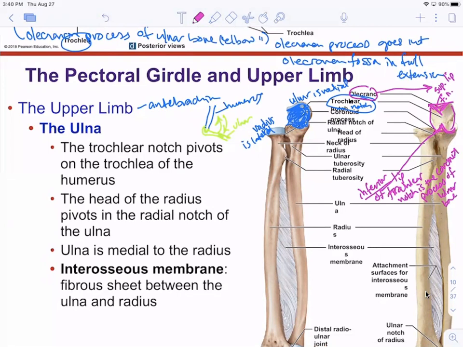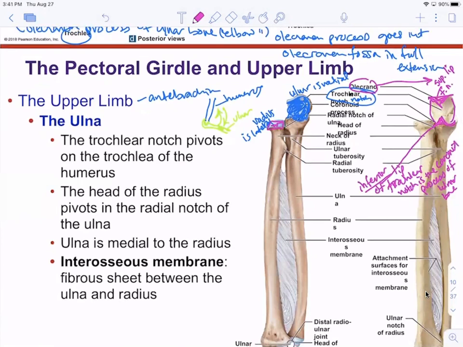The coronoid process is going to fit into the coronoid fossa on the humerus, and the olecranon process is going to fit into the olecranon fossa on the humerus. So the ulnar bone and the distal end of the humerus have the same names. The head of the radius is going to fit into the radial fossa of the humerus, right?